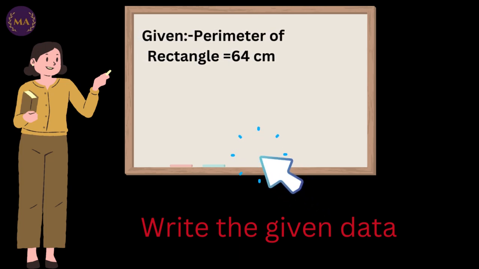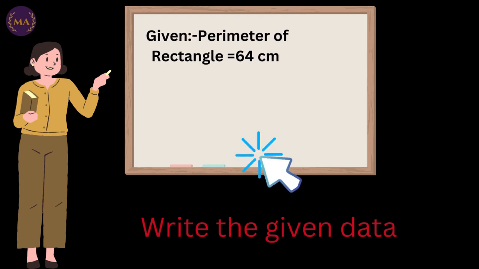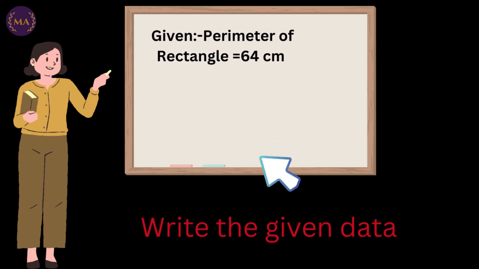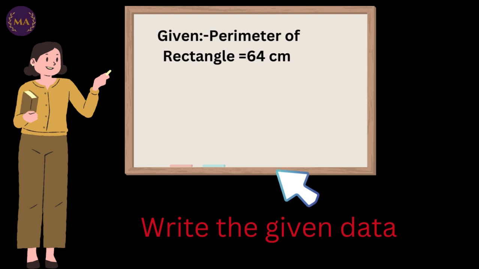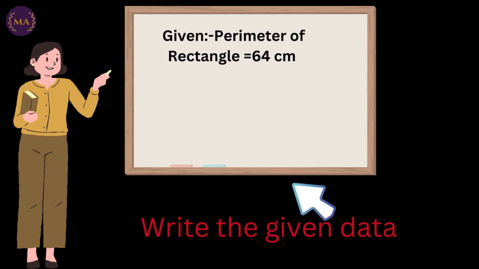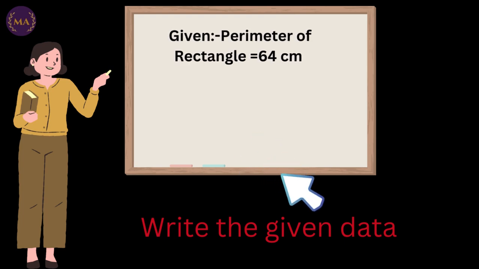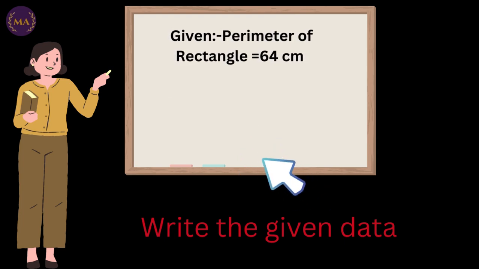Ma'am, here we have perimeter of rectangle is 64 centimeter. Yes. So first step will be writing the given data. We'll write given, and then we'll write perimeter of rectangle equals 64 centimeter. Okay. Now the step 2 is to identify what you need to find.